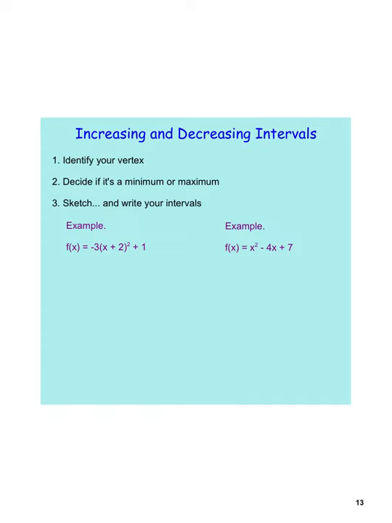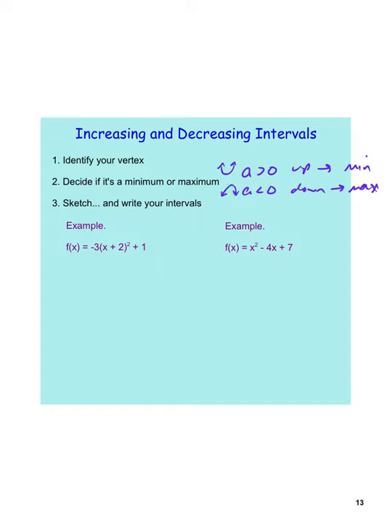The last thing here is just really to look at increasing and decreasing intervals. So with this, what you really want to do is identify your vertex first, and then decide if it's a min or a max based on the a. Again, a greater than 0 means it opens up, which means it's a min. If a is less than 0, it opens down, which means it's a max, based off of the graph looking like this or like this.